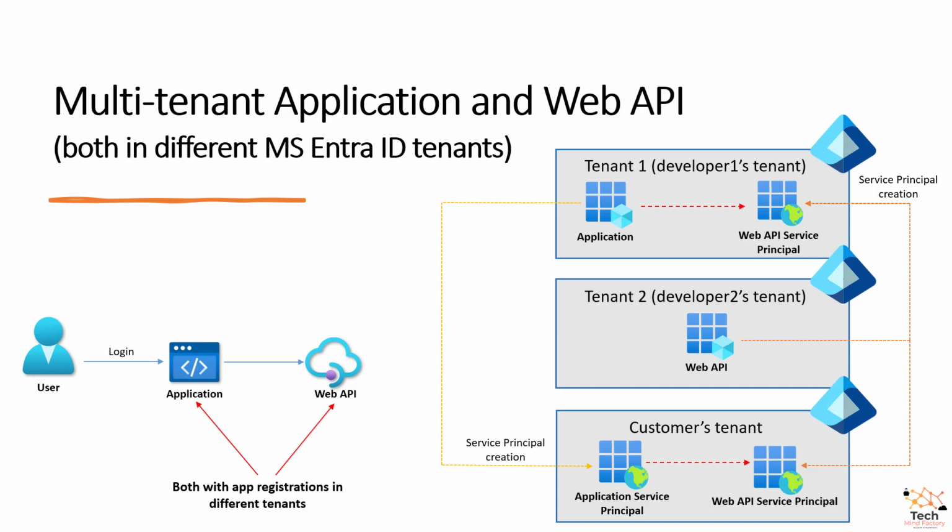So this is, I would say, a really complex architecture, really rare, so do not expect to have such implementations in the future, but it's still good to understand that if both applications are registered in different tenants, you will have to follow specific steps to create service principals. For this scenario, I really recommend using the PowerShell script I presented to you. In this specific scenario, you can first create a service principal in tenant 1 and the customer tenant for the web API, and then you can use the PowerShell script to provision the service principal for the application in the customer tenant.